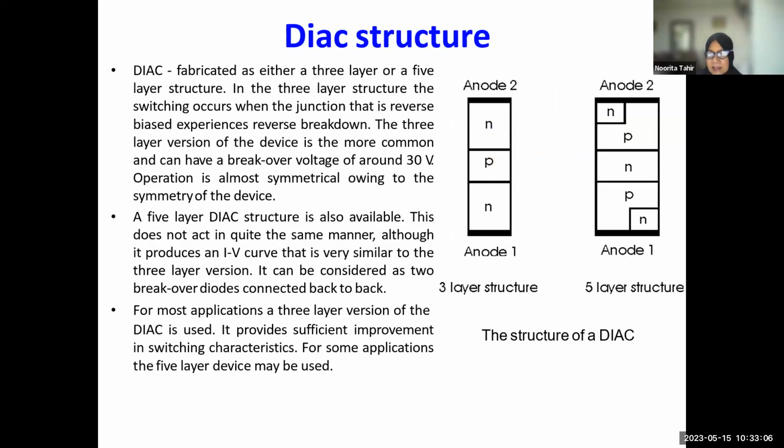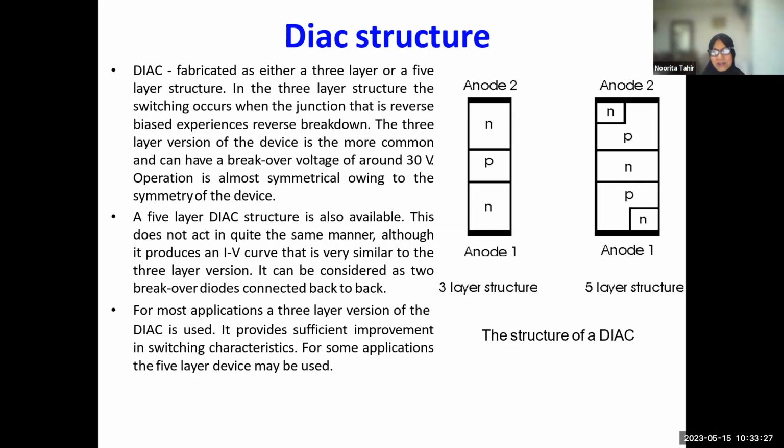Next we will look at the diac structure. Yes, please bear with me. This week there is a lot of theory. I understand that. Don't fall asleep, because this is to make you understand the concept.